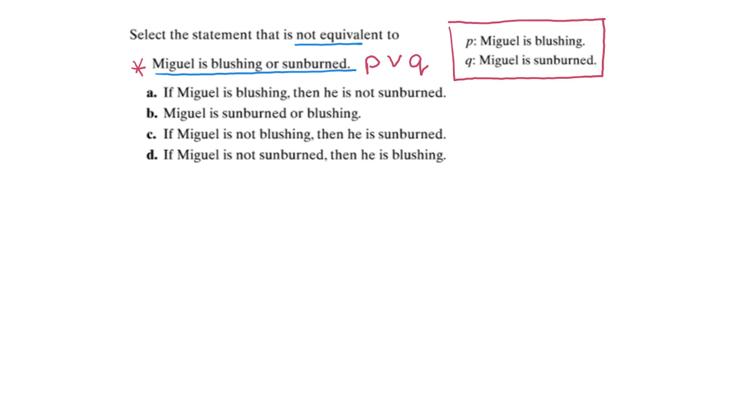And so since we're trying to find an equivalent way of saying P or Q for the disjunction, we need to go in and translate A, B, C, and D into symbolic form so that we can do our truth table for each one of these. So let's look at A. A has if Miguel is blushing, that's going to be P, conditional, then he is not sunburned would be not Q.